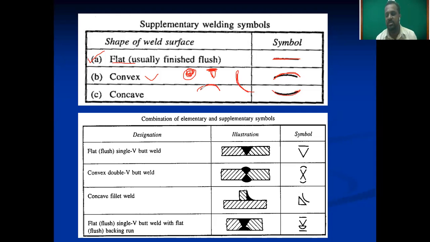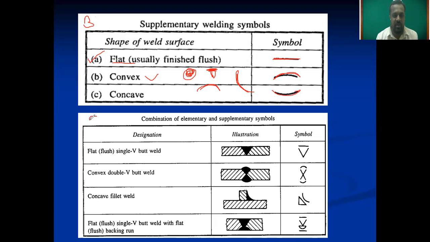And what is the meaning of the supplementary symbol? That supplementary symbol gives the information about the surface of the welding, whether it is flat, whether it is concave, or whether it is convex. Okay, now see here, this is the B type. B type is the supplementary, A type is the elementary.